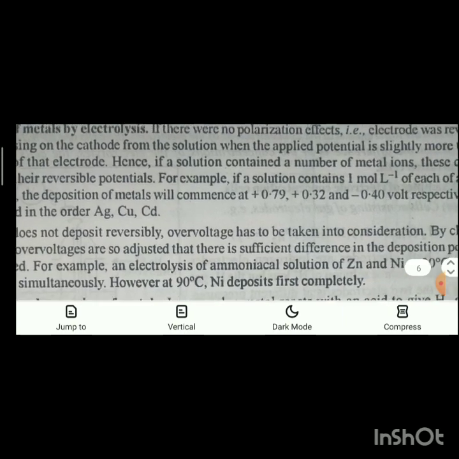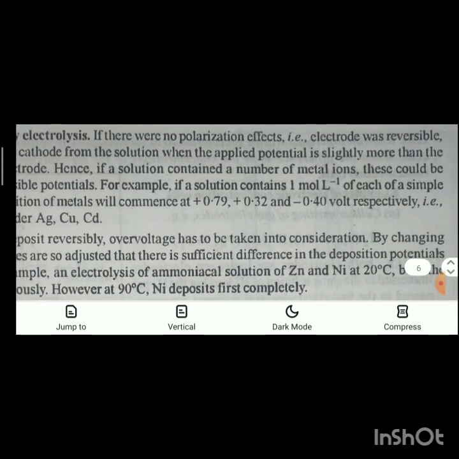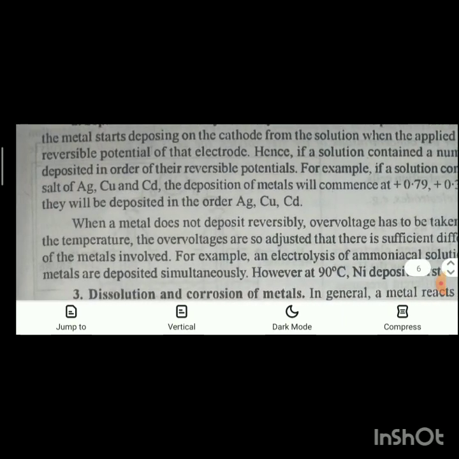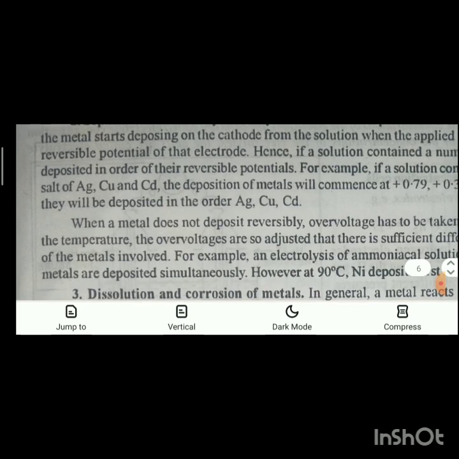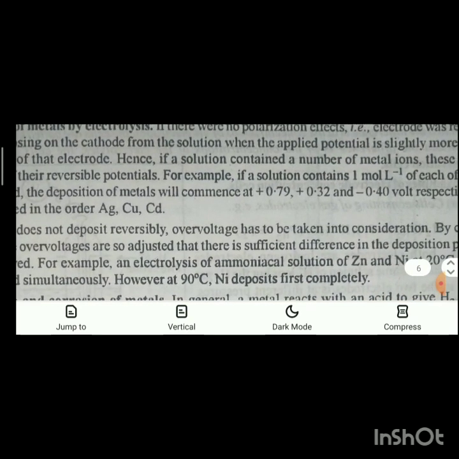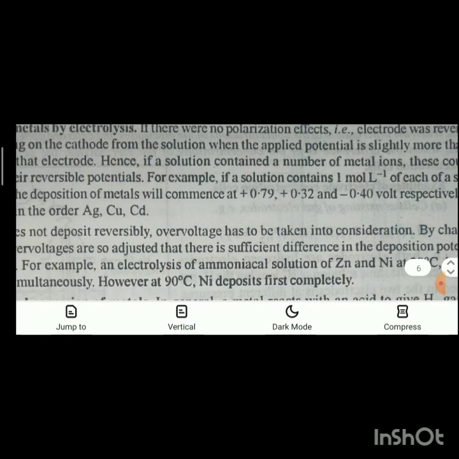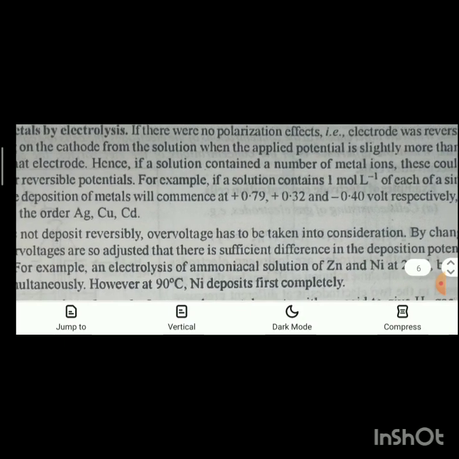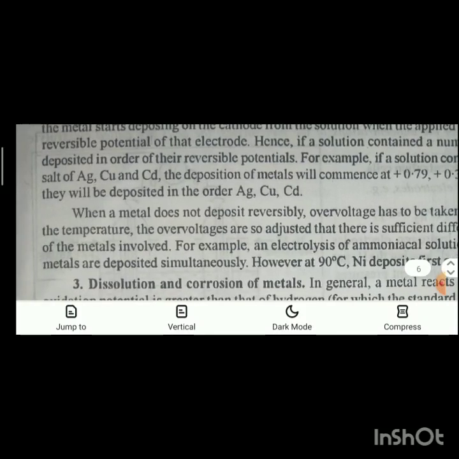For example, if a solution contains 1 mole per liter of each of a simple salt of silver, copper and cadmium, the deposition of metal will commence at 0.79, 0.32 and minus 0.40 volt respectively. That is, they will be deposited in the order silver, copper, cadmium.